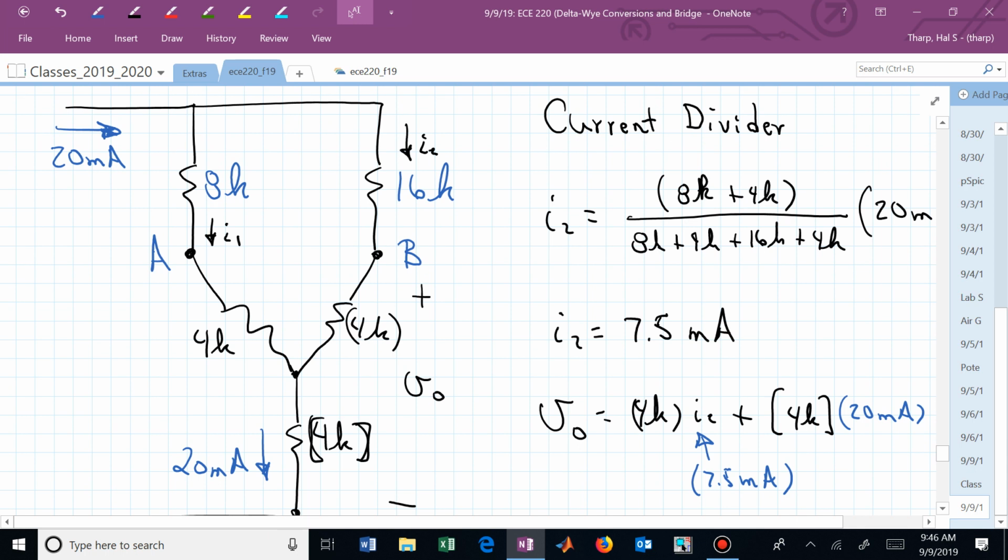So if you wanted to find the equivalent resistor of this mess, is that what you're asking? Now you could do that. You could sum 8 and 4, they're in series. You could sum 16 and 4, they're in series. Now take the parallel combination of those two, the 12 and the 20, and then add that parallel combination to 4, and that's your equivalent resistance of that entire network. I think that was the question.